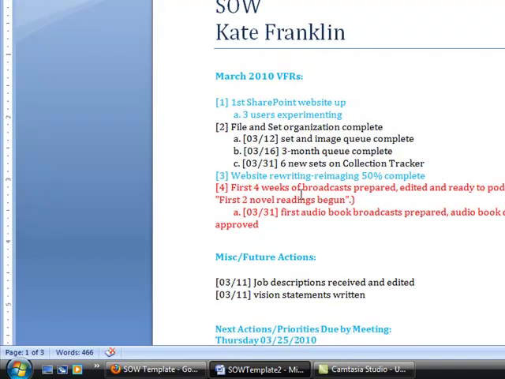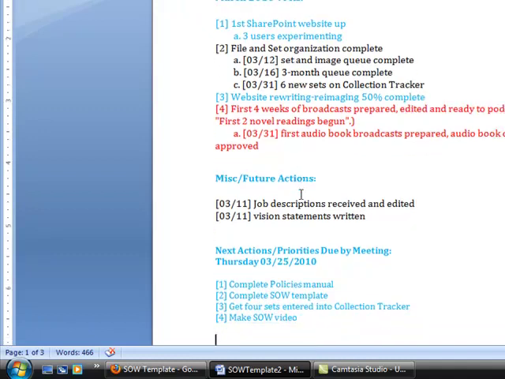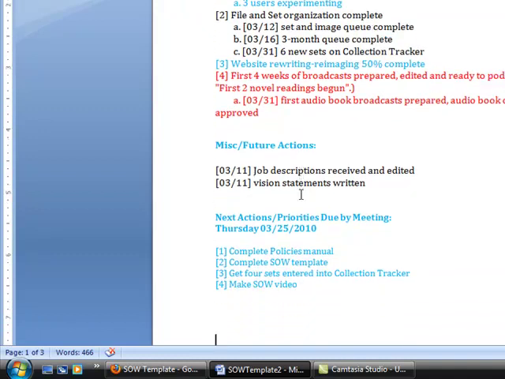You have miscellaneous future actions. Those are things that have not been assigned yet but need to be. Next actions priorities due by meeting. This is the basic structure of your SOW, meeting to meeting. Sometimes that's going to be one meeting for you, sometimes it's going to be two. And then underneath those priorities due by meeting, you're going to have the log that goes along with it.